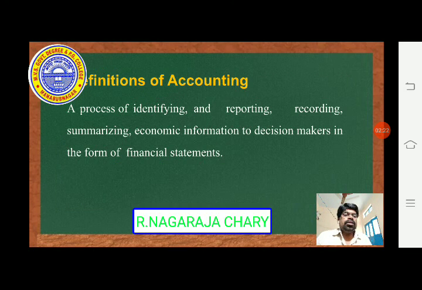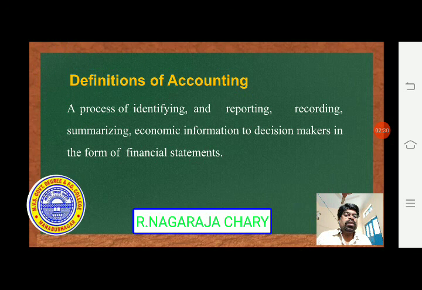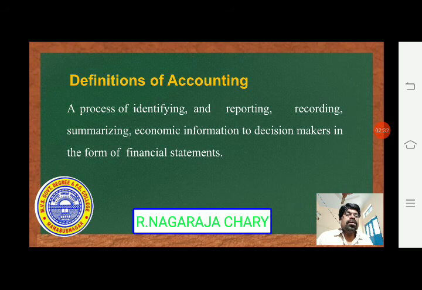The next part, the remaining part after completing the bookkeeping part, is known as accounting. Based on what the bookkeeper records, it is a process of identifying, reporting, recording, summarizing economic information to decision makers in the form of financial statements.